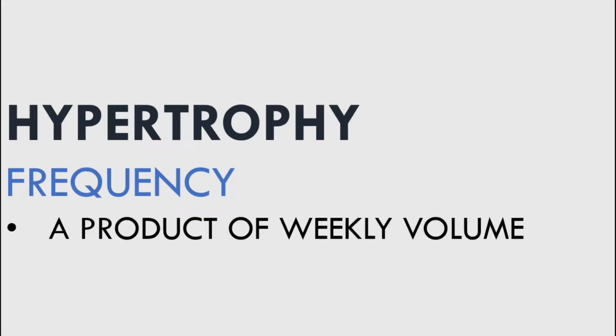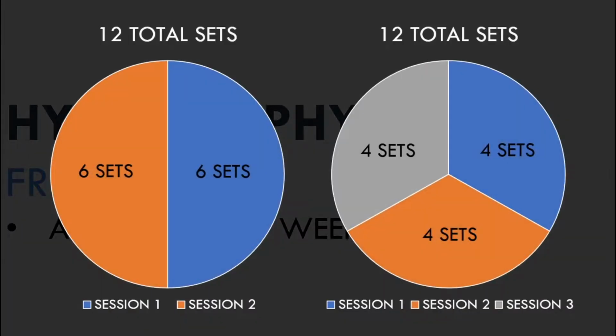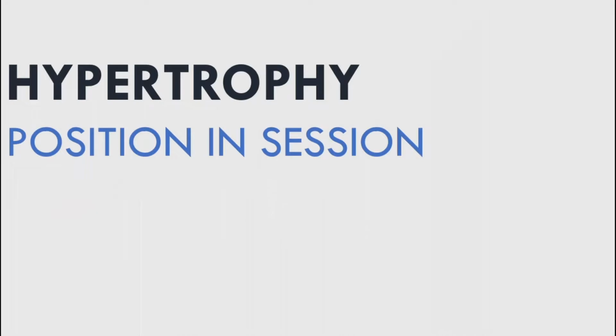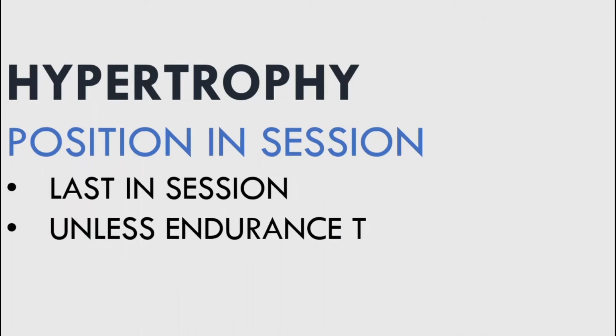Frequency itself may not play much of a role in growing muscle, it is more so a product of how the total weekly volume can be split. For example, the same volume could be split up into 2 larger sessions or 3 smaller sessions, and the net volume would be equal. Practically speaking, hypertrophy training 2 to 4 times per muscle group per week is a good guideline. Hypertrophy training should be the last thing performed in a training session unless endurance training will follow.